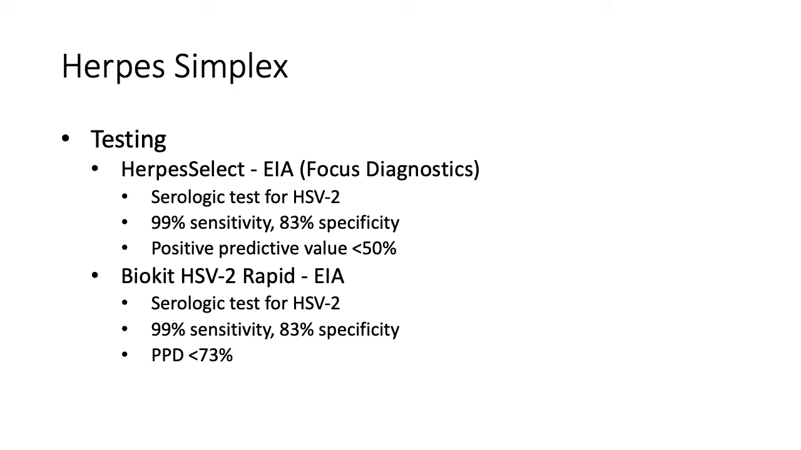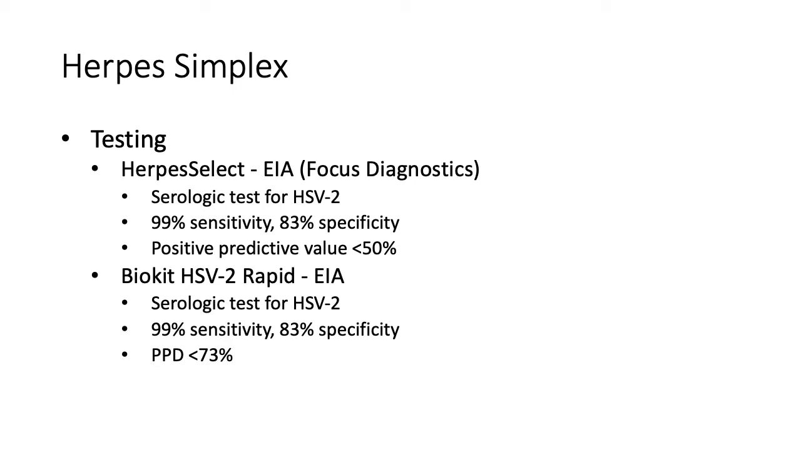Herpes testing is commonly performed using EIA methodologies. Herpes Select is a serologic EIA manufactured by Focus Diagnostics for HSV2 testing. It has a sensitivity and specificity of 99% and 83% respectively. It has a positive predictive value under 50%.